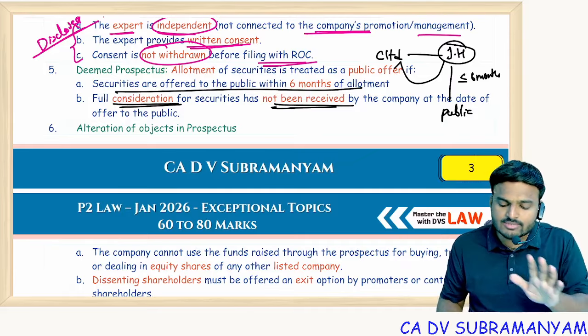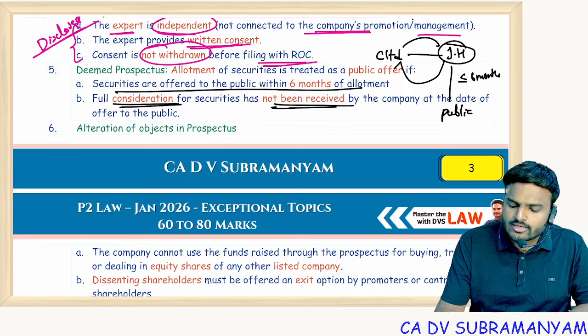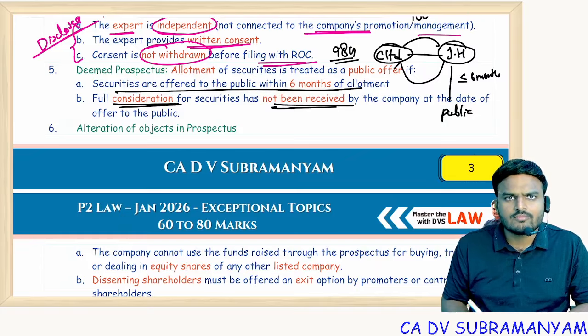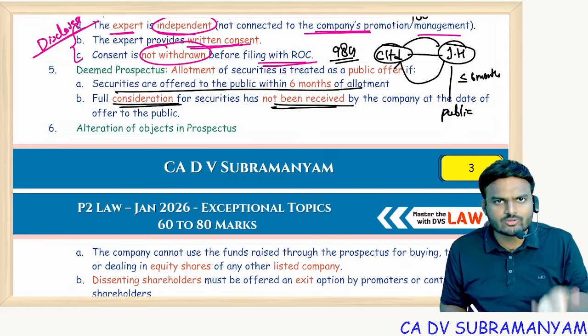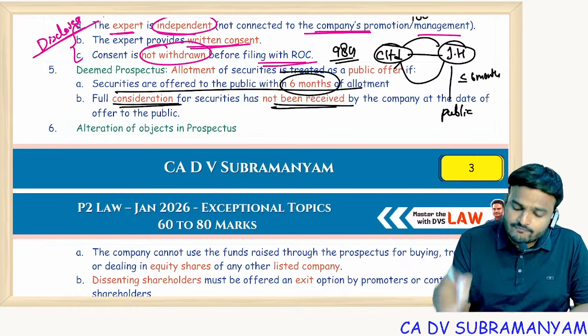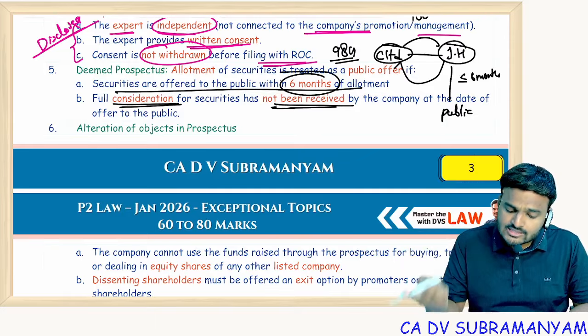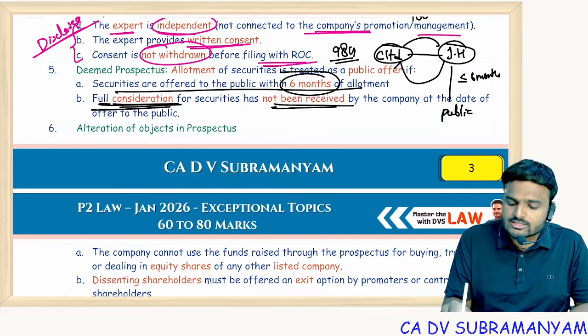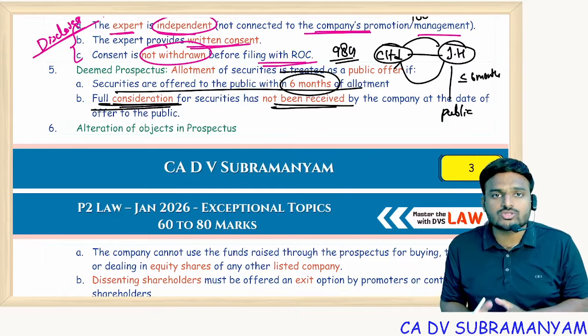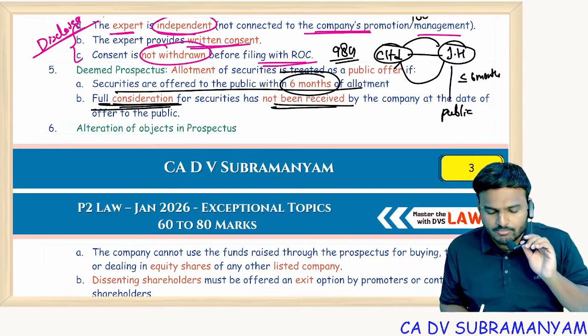Full consideration means what? For example, this contract value is 100 crores. So company C Limited received 98 crores only. You tell me, full consideration received? Full consideration has not been received. Only 98 crores received. 2 crores is pending. That's it. So even if the offer is made after 6 months of allotment, if the company didn't receive full consideration from the issue house, then that offer by the issue house is deemed to be a public offer.